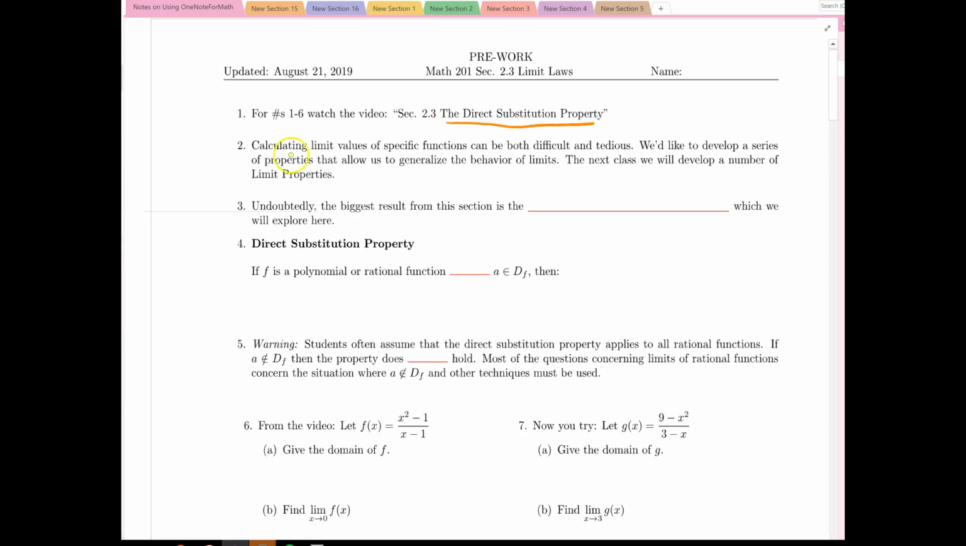The idea is that in general, calculating limits is a very tedious procedure. It requires some very difficult steps in something called the epsilon delta proofs that we will cover in section 2.7. But rather than doing those tedious steps, we'd like to come up with a sequence of general rules. The purpose of these rules, well, there's a number of purposes, but one of them is to build towards this direct substitution property. So undoubtedly the biggest result for this section is the direct substitution property, which we're going to look at here.